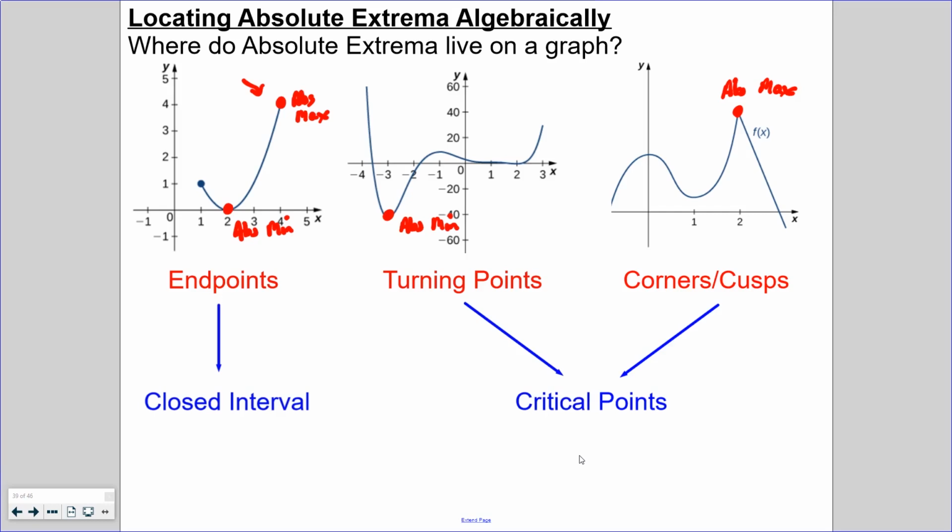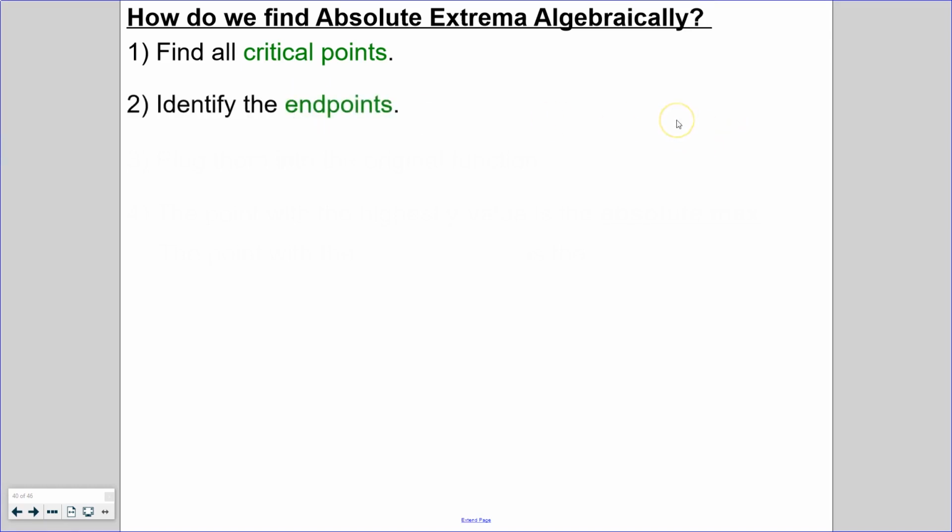But how do we do that? Well, first thing we have to do is find all of our critical points. We can find the critical points by taking the derivative, setting it equal to 0, or determining when it is undefined. After we find our critical points, we have to find our endpoints, because as we just demonstrated, absolute extrema exist at endpoints as well as critical points. Then we can plug our critical points and our endpoints back into the original function so that we can find what their y value is.